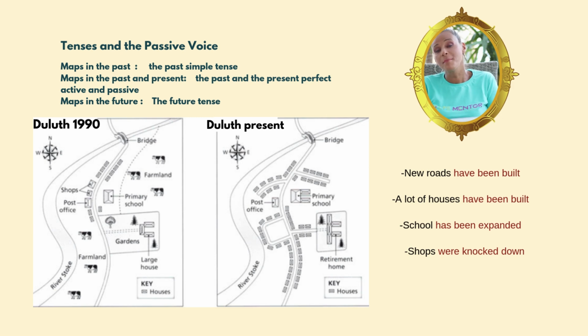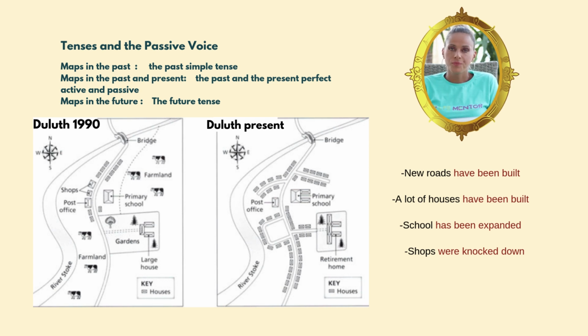If you get 3 maps, one in the past, one in the present, one in the future, you will have to use present, past, and future. The maps that you see on your screens right now are in the past and in the present. Therefore, you will probably use both the present and the past.